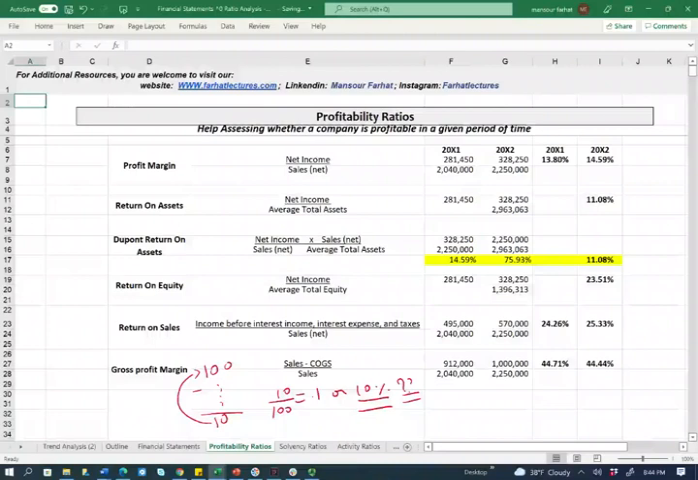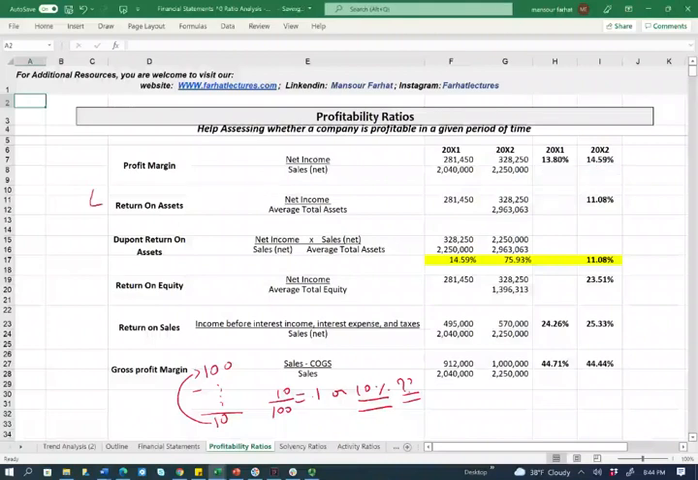Therefore, as an auditor, before you start the audit, you have a profit margin expectation. And if that profit margin is out of whack right from the get-go, you would say, wow, I have a lot of work to do because something unusual is going on. And remember, this is a macro ratio. You're looking at the overall picture.